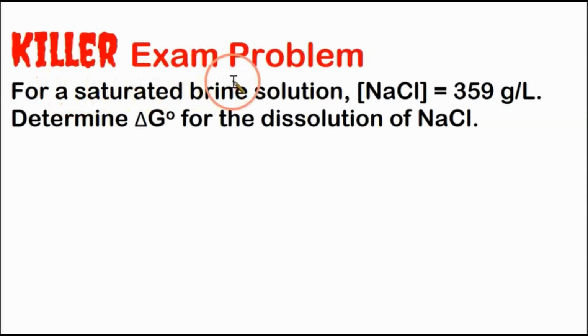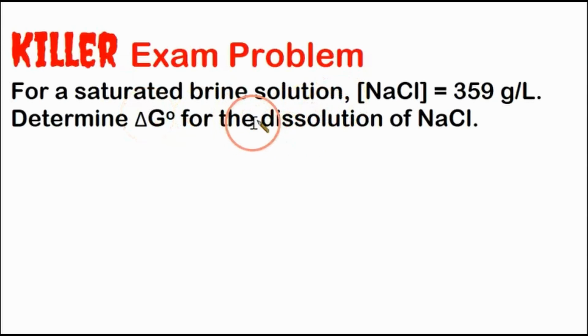So for a saturated brine solution, the concentration of NaCl equals 359 grams per liter. And the question is asking us to determine the change in Gibbs free energy, or the reaction Gibbs free energy, for the dissolution of NaCl. So it doesn't look like we have a lot of information, and we're given a molar mass, but we want to know what the reaction Gibbs free energy is. So how do we proceed?